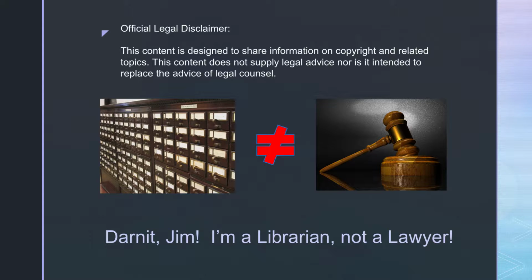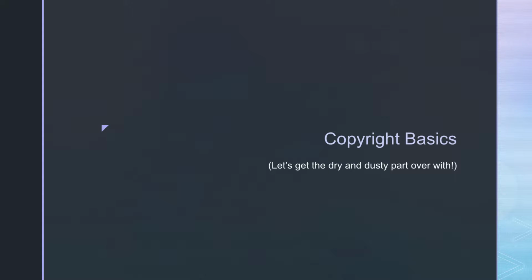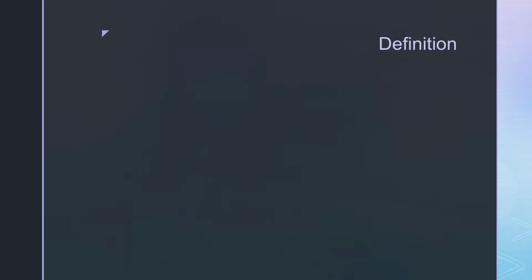First, the official legal disclaimer. I'm not a lawyer. I didn't stay at a Holiday Inn Express last night, so this content is merely informative and is not intended to replace the advice of legal counsel. Let's get started. The first question is, what is copyright?